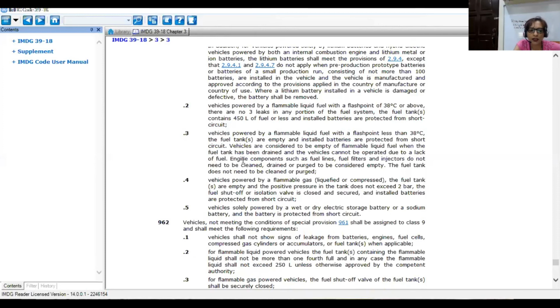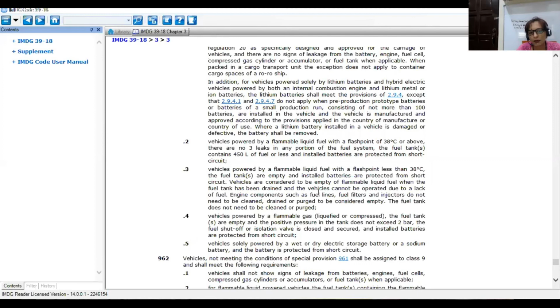So what does empty mean? The same story. If you read it, empty installed batteries are protected. Vehicles are considered to be empty when the fuel tank has been drained and the vehicle cannot be operated due to lack of fuel. Engine components such as fuel lines, filters, and so on, need not be cleaned, drained, or purged. So it's the same thing. If you use a vehicle and it's empty, you exercise 961.